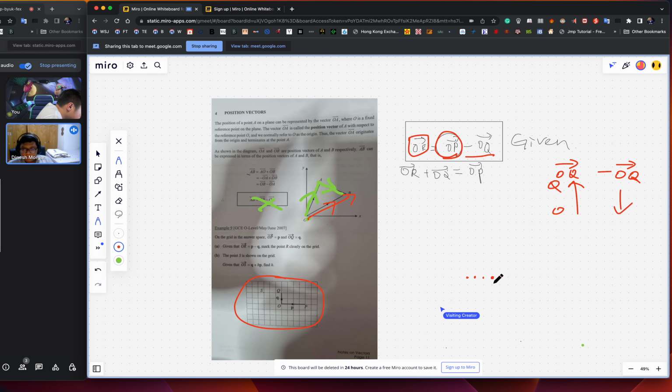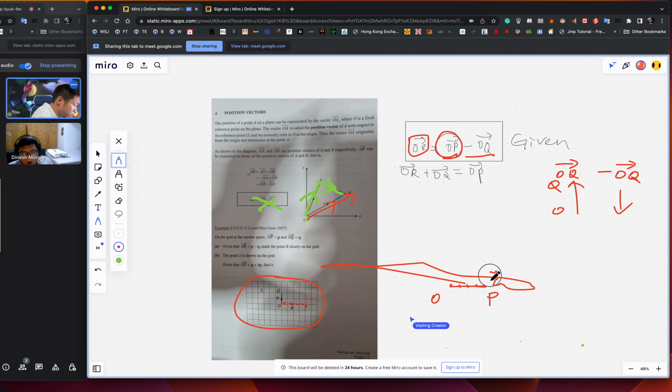Okay, I see the dot grids. Okay, then I don't have to add dots already. So what I'm trying to tell you is this is 1, 2, 3, 4, 5. So it's 4 dots. If I start from here, which is my O, I will end at 1, 2, 3, 4. So this is my P. So this is my OP.